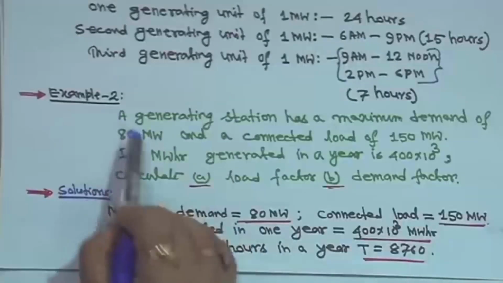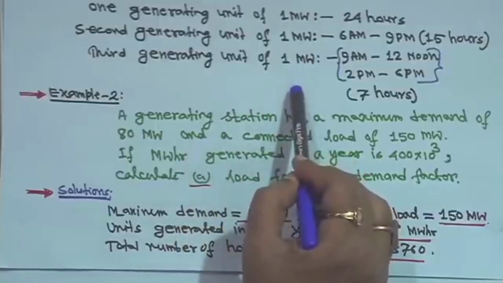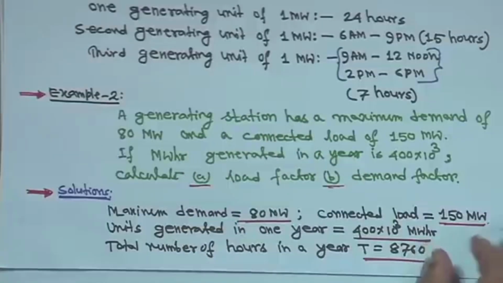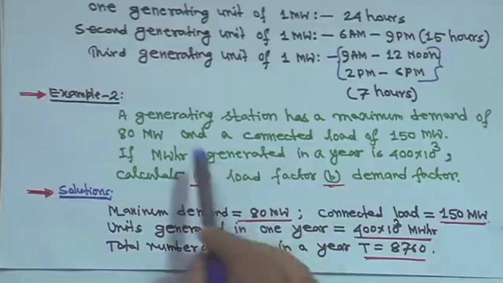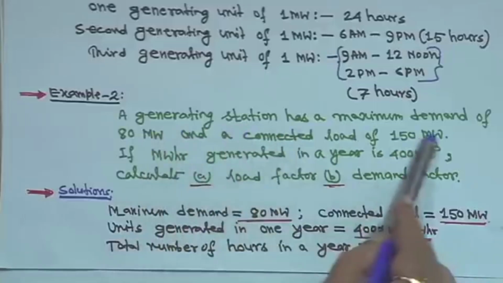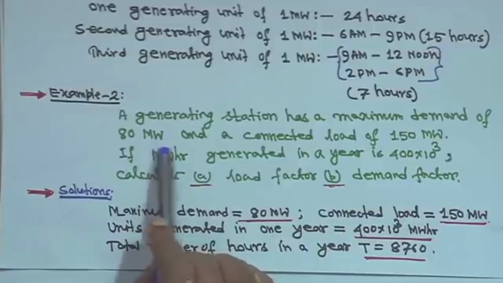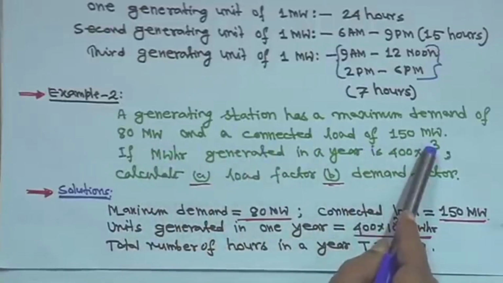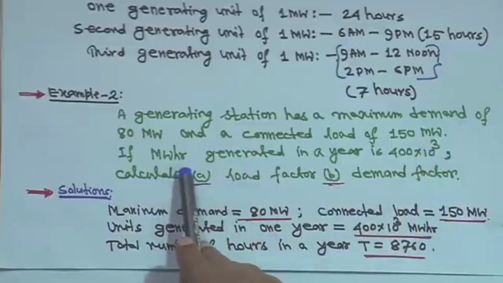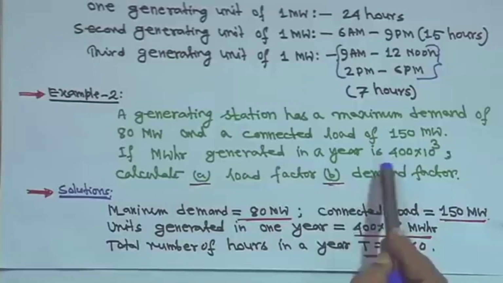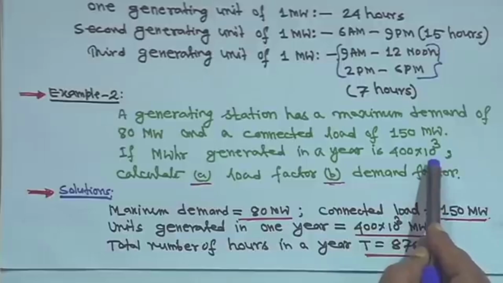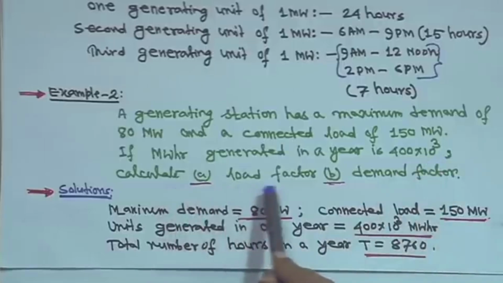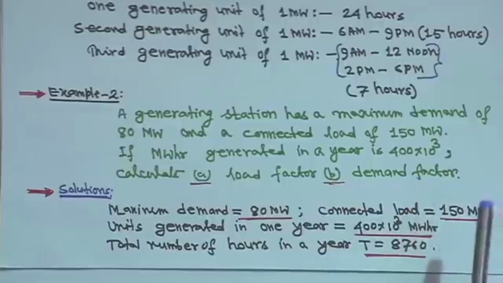Next is your second example, example 2. I hope the previous one you have understood, it is a very simple thing. A generating station has a maximum demand of 80 megawatt and a connected load of 150 megawatt. The megawatt hour, that is the annual energy generation in a year, is 400 into 10 to the power 3 megawatt hour. You have to compute load factor and demand factor.